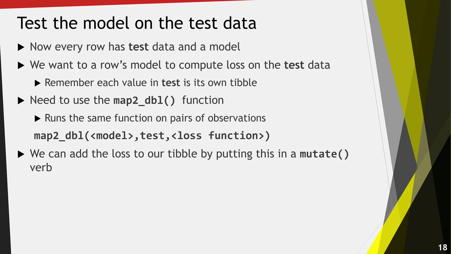Now that we've trained our models, we'd actually like to compute the loss function out of sample. Remember, the test column contains our test data for each iteration of k-fold cross-validation. To compute the value of that loss function, we're going to need another R function, which is map2_dbl. This is very similar to the map function, but instead it allows us to provide two arguments. The way this is going to work is we'll use the map2_dbl function. We'll feed in a model in the first argument. We'll tell it we would like to use the test data in the second argument. And then in the third argument, we'll give it the name of the loss function we'd like to use. Again, we can do all of this in a mutate verb, and it will create new values in our tibble that contain the value of the loss function for that iteration.